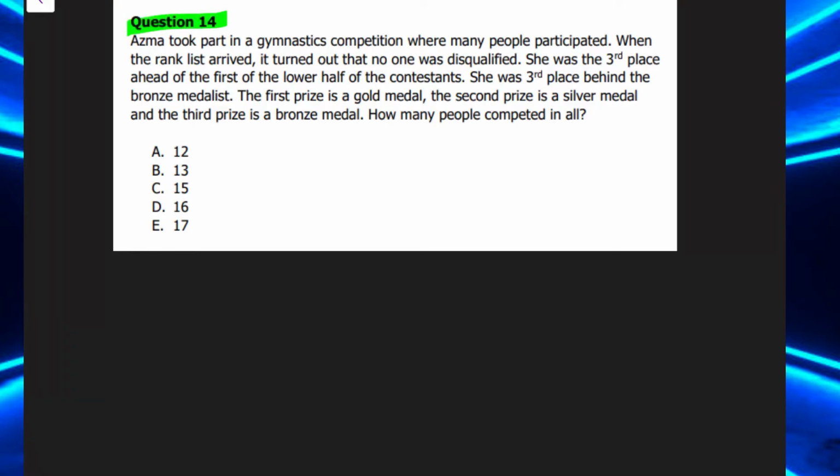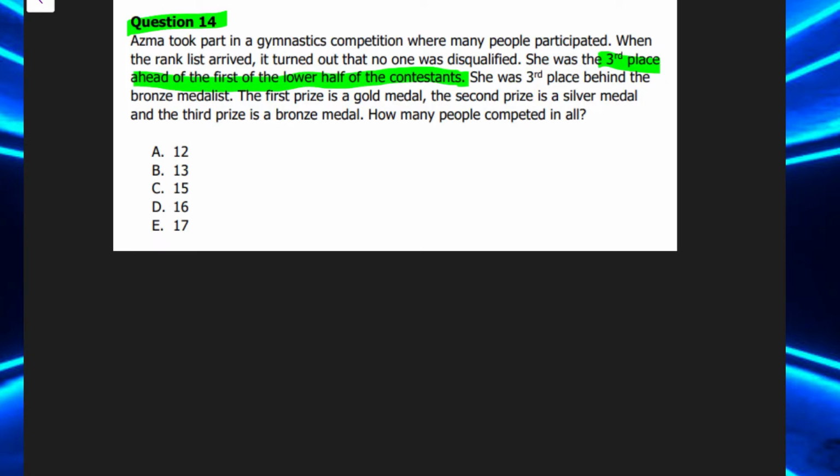We are on question number 14. Asma took part in a gymnastic competition where many people participated. When the rank list arrived, it turned out that no one was disqualified. That means every person who took part got a rank. She was 3rd place ahead of the first of the lower half of contestants.